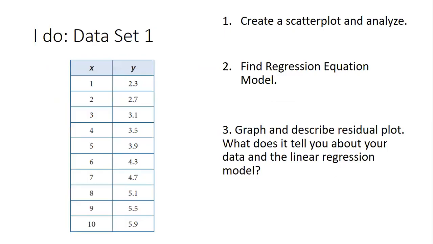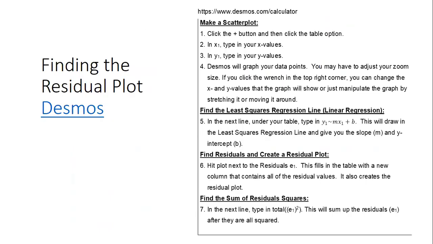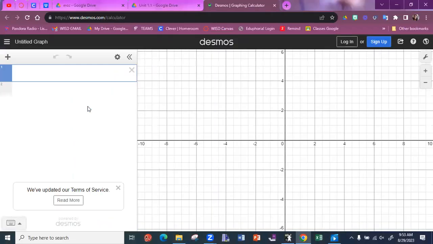So what are we doing? Here's our data set. We're going to create a scatter plot and analyze what's happening. We're going to find the regression model of it. Then we're going to graph and describe the residual plot. What is happening with our residual plot? What does it look like? Is it working? Is it good? Okay, so that's what we're going to do. And I'm going to go to my handy dandy Desmos. I'm going to click on Desmos. And we're going to follow those steps.